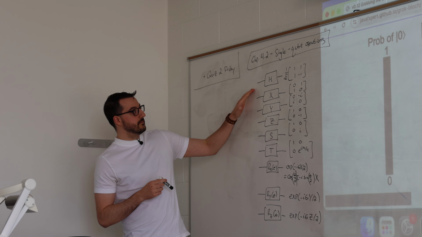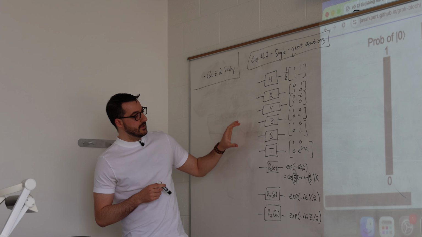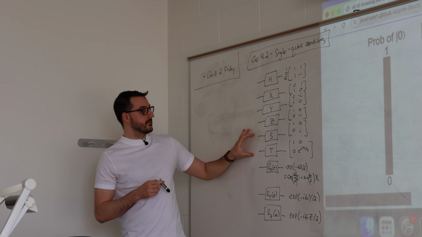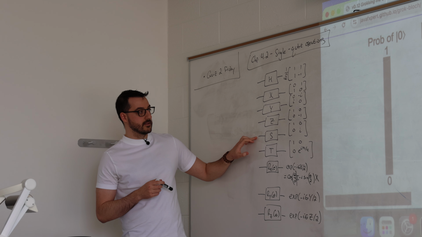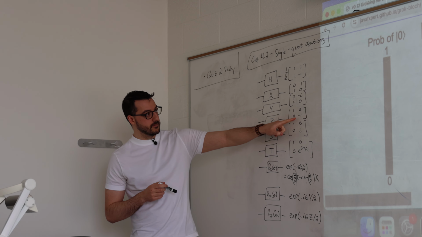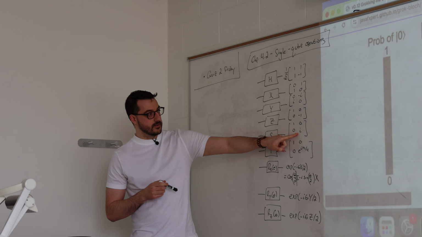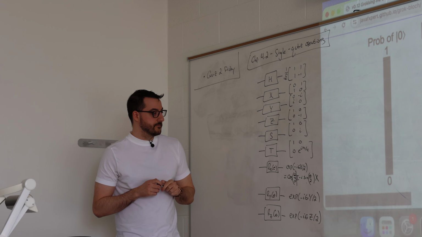So Hadamard, the Pauli matrices, and then we had derivatives of the Pauli Z matrix. S is the square root of Z. T is the square root of S. So we're going from -1 to the square root of that to the square root of that.